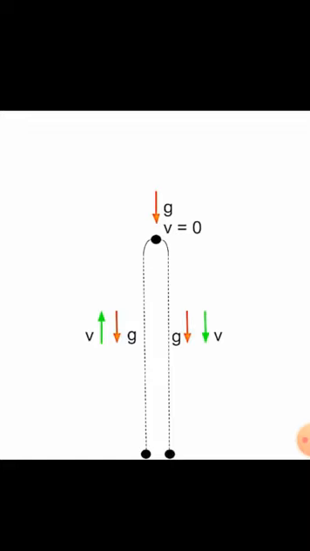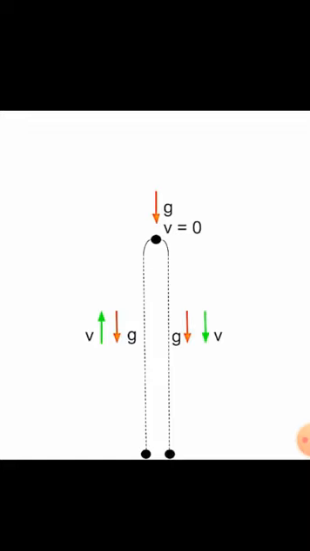The acceleration produced due to the Earth's force of gravity is called acceleration due to gravity. It is denoted by g and its value is 9.8 meter per second square. The acceleration due to gravity, g, will be 9.8 meter per second square.